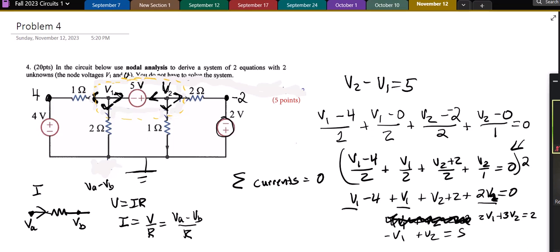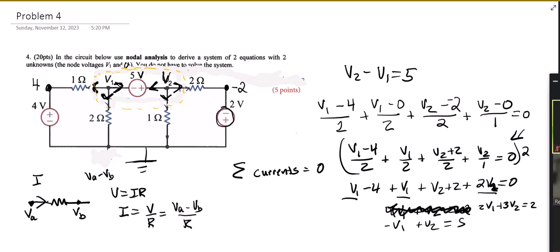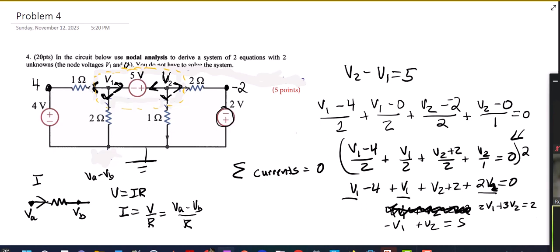Does anybody see any other mistakes? I'm very good at making them. Alright, any questions on this one? Can you explain how you made the middle branch the supernode again? Sure. Okay.